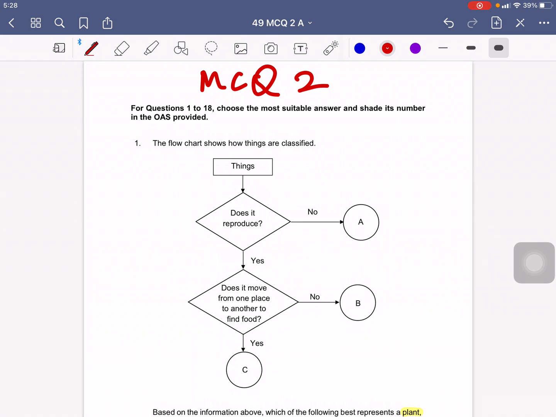Go through the process of unpacking the question: highlight keywords, recall the concept that is being tested, the topic that is being talked about, and think carefully. Okay, so let's look at question 1.